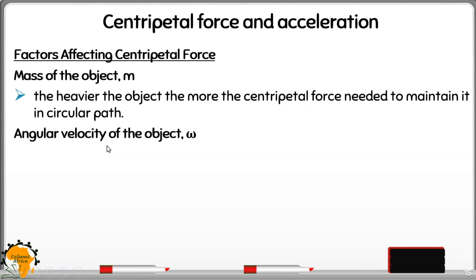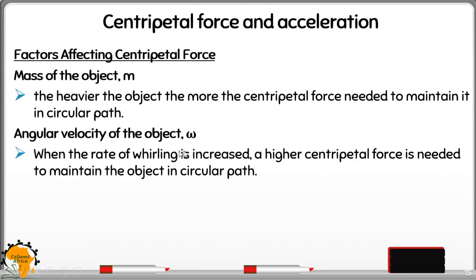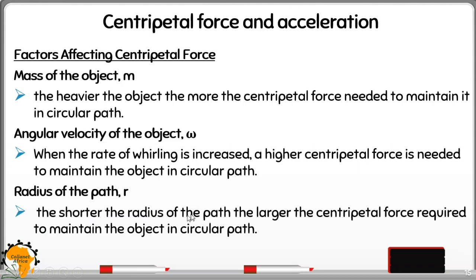Then the second factor is the angular velocity of the object, omega. If you increase the rate of wheeling, it implies that the centripetal force needed also increases. Then finally, we have the radius of the path. If you reduce the radius of the path, then the centripetal force becomes larger, which implies the radius and the centripetal force are inversely proportional. If you increase one, the other one reduces.